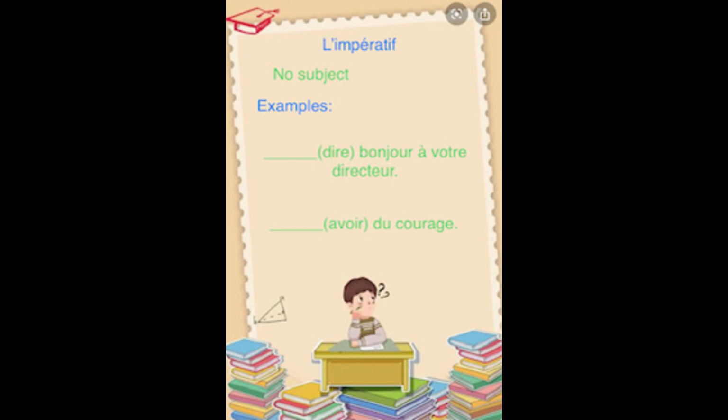Now as we all know, we conjugate any verb in the imperative in three forms: tu form, nous form or vous form. We have to look for clues to know in which form we have to conjugate the verb. Now in the first sentence, we can see that the possessive adjective given to us is votre. So we will conjugate the verb in the imperative in vous form. So it will be written as dites.